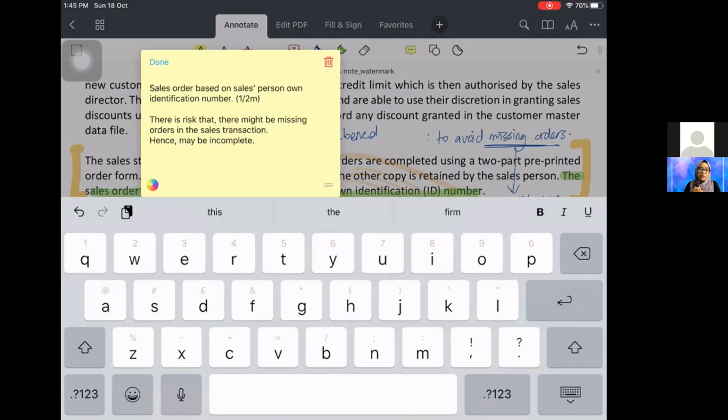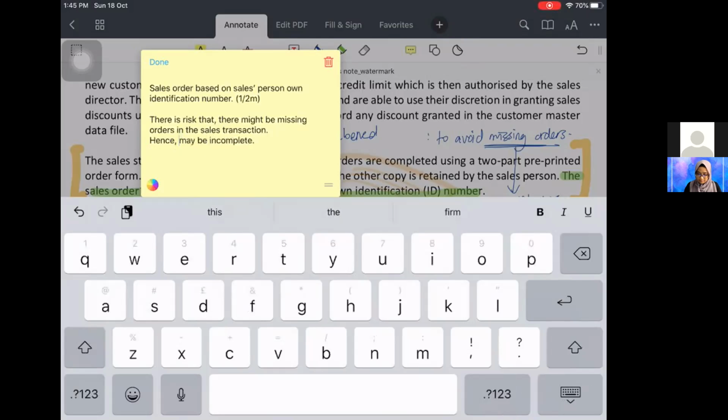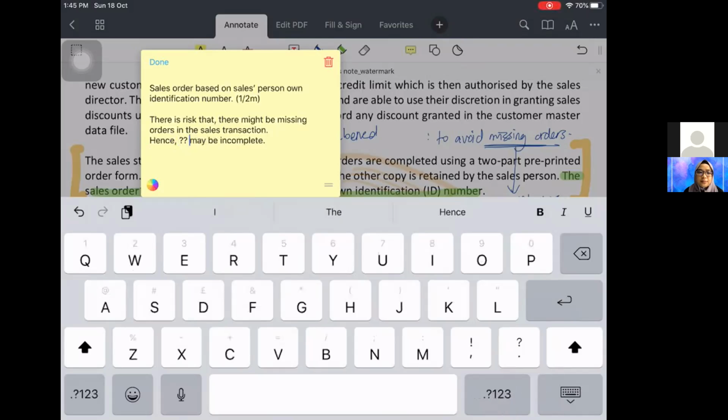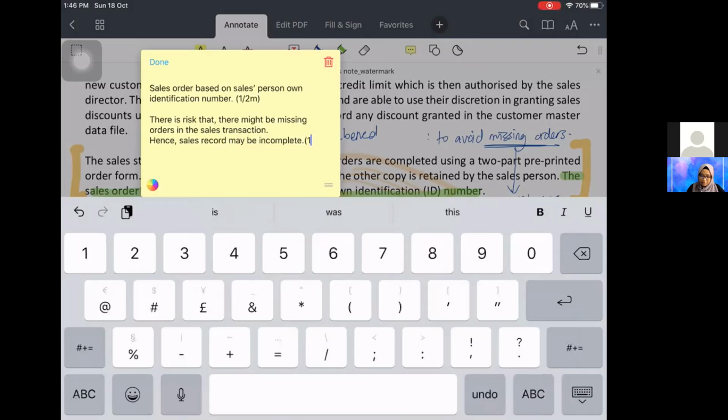What issue are we talking about here? What may be incomplete here? Okay. Sales record, yes, I agree. Hence sales record may be incomplete. Hence sales account may be incomplete. Hence sales transaction may be incomplete. Here we are talking about sales issue, sales order, hence sales itself may be incomplete. Yes. Then you will get your next half mark.